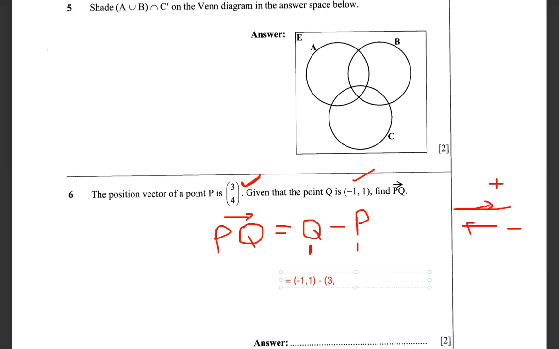I'm saying the arrow on top of PQ. You said when it's pointing in that direction, it's positive, right? When you are going along the direction of the arrow, the numbers must be written in a positive way. The reason I've put a minus here is because the P is in the opposite direction of the arrow.